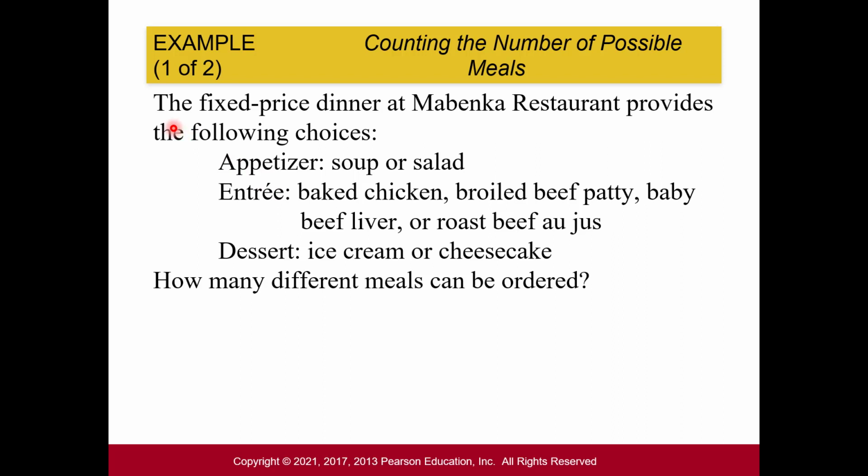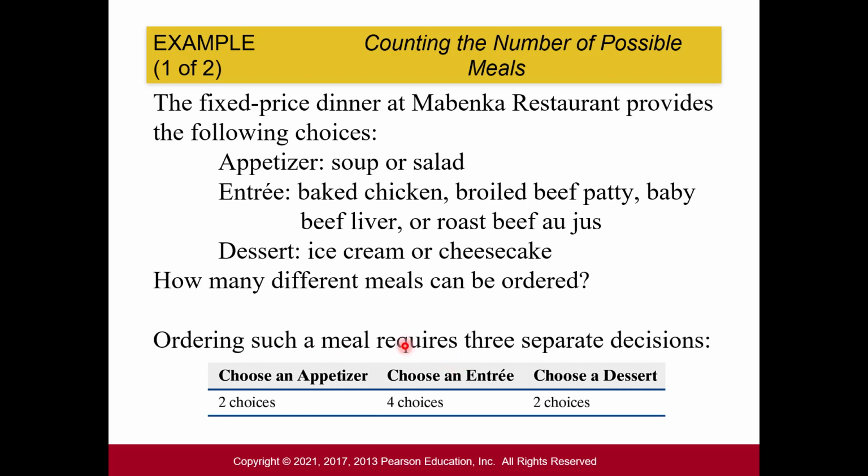So our first example, the fixed price dinner at a restaurant provides the following choices. You get an appetizer, 2 choices, super salad. Entree has 1, 2, 3, 4 choices. And then dessert has 2 choices. How many different meals can be ordered?